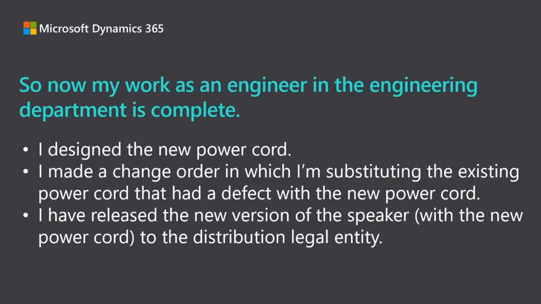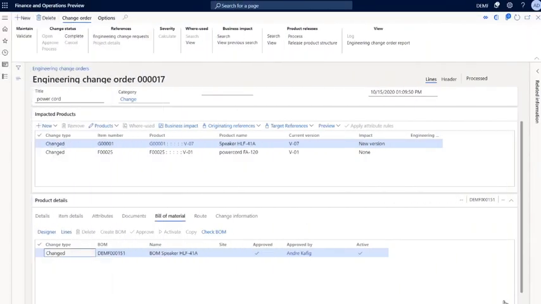So now, my work as an engineer in the engineering department is completed. I have designed the new power cord. I have made a change order in which I'm substituting the existing power cord that had a defect with the new power cord. And I have released the new version of the speaker with the new power cord to the distribution legal entity. There's just one more thing for us to do.